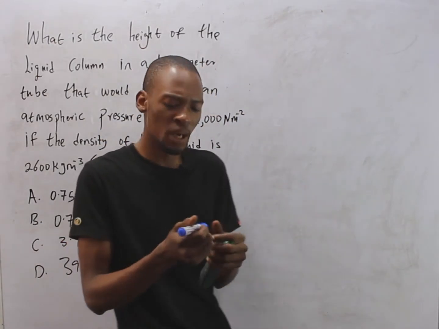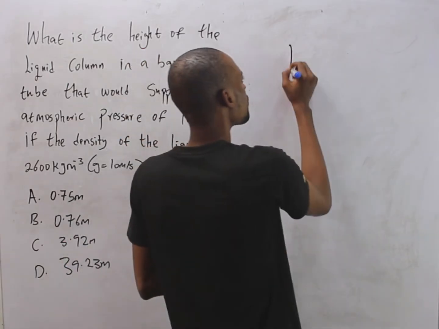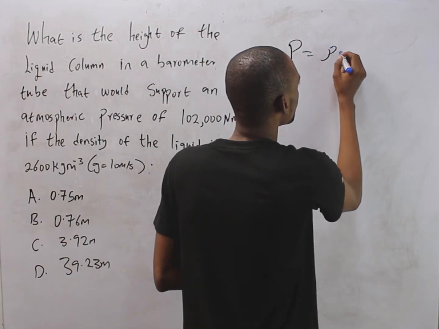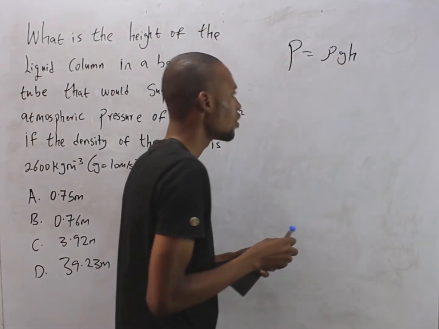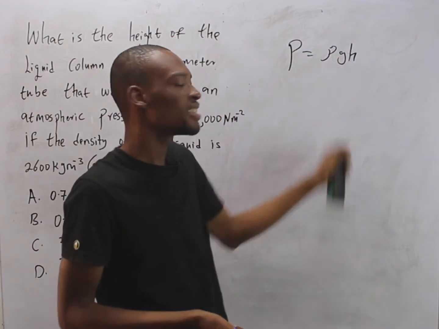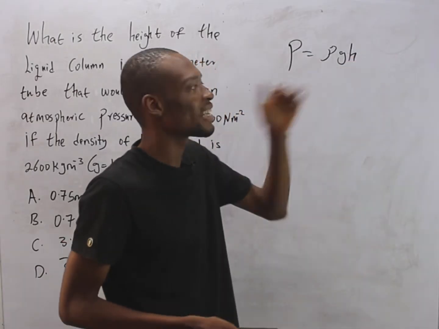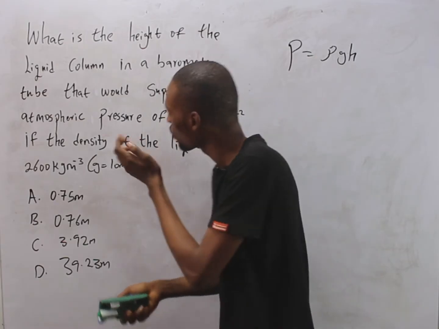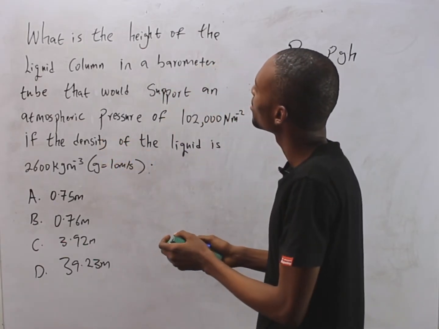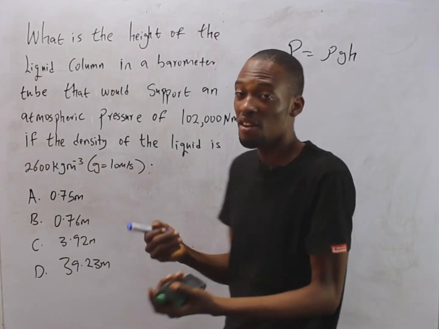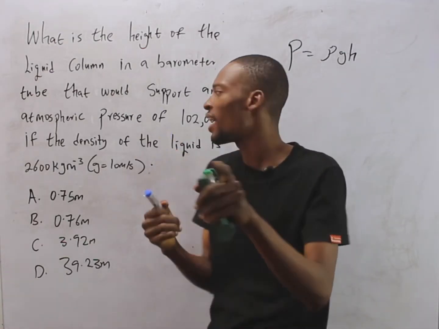To solve questions under pressure, take note that pressure is equal to rho g h. What is rho? This is density. This is acceleration due to gravity, and this is height. We are told that the height of the liquid column is missing. We have to find the height.